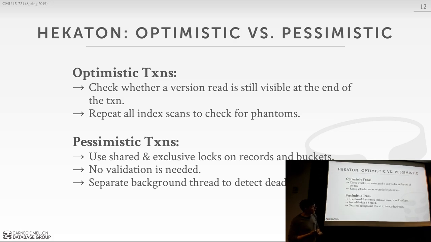For pessimistic concurrency control, they're going to do shared and exclusive locks on individual records and buckets. We don't really talk about this, but the way Hackathon organizes the actual table itself is through a hash table. So you can take locks on buckets to avoid phantoms that way. You don't need to do any validation, and they're doing basic deadlock detection with a background thread.